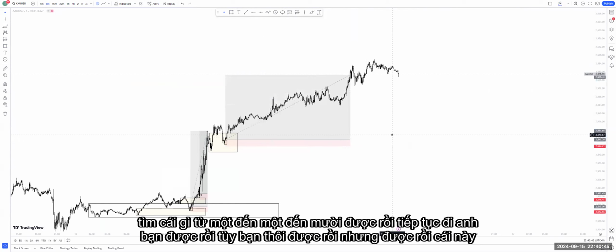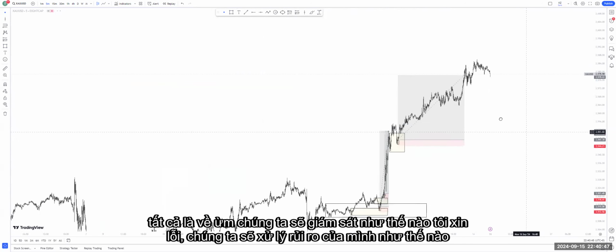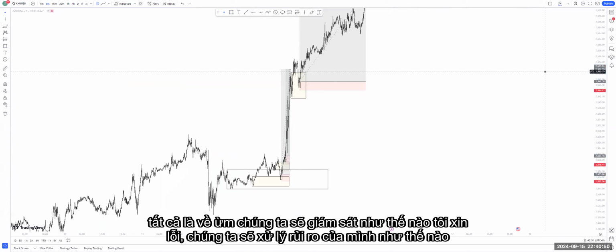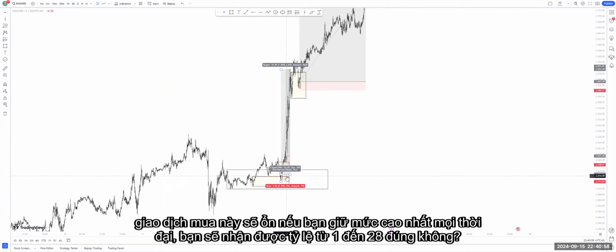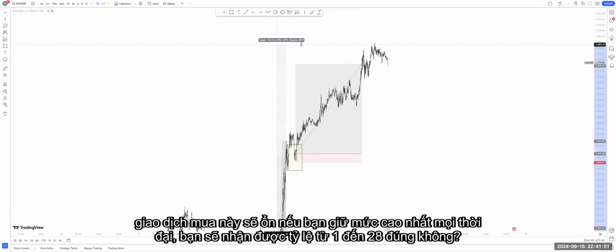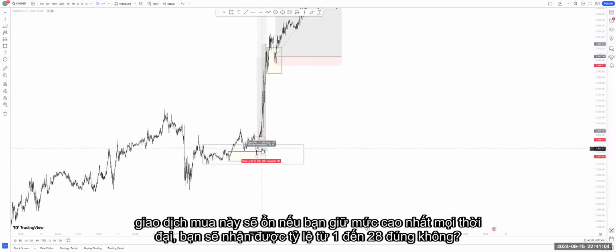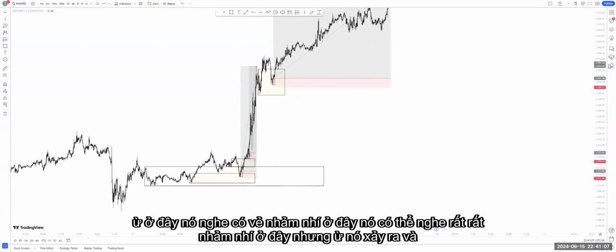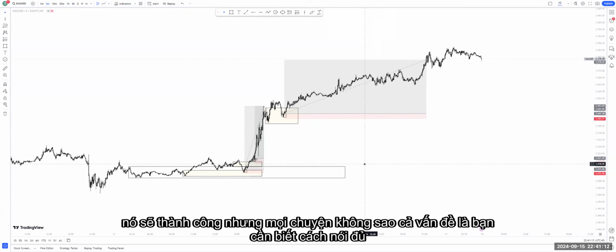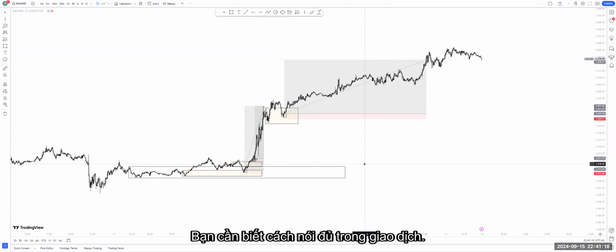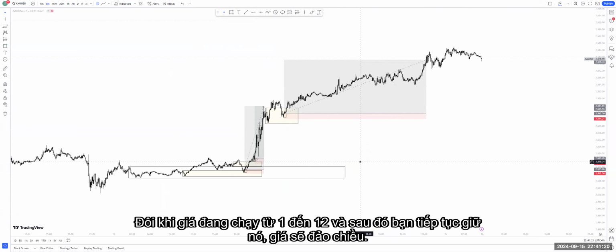But this is all about how we monitor and handle our risk management and emotion. Yeah, we might hit 1 to 10, 1 to 20, etc. If you have these buy trades and you hold on to the all-time high, you're going to get 1 to 28. It might sound very bullshit here, but it happens, and it works. But the thing is, you need to know how to say enough in trading. Sometimes when the price is running 1 to 12 and you keep on holding it, the price makes a reversal.